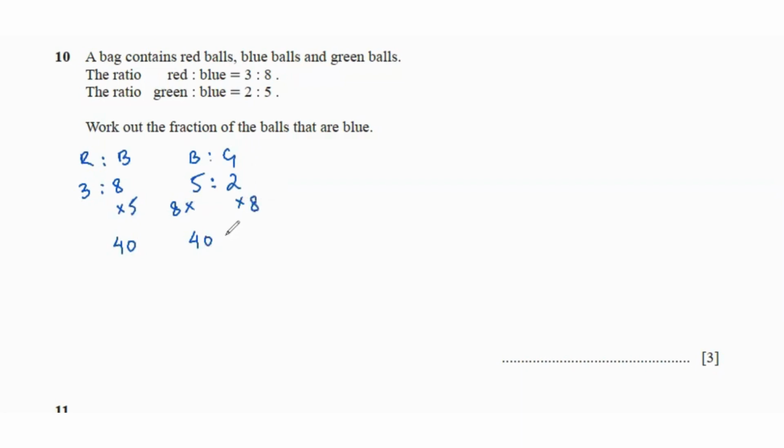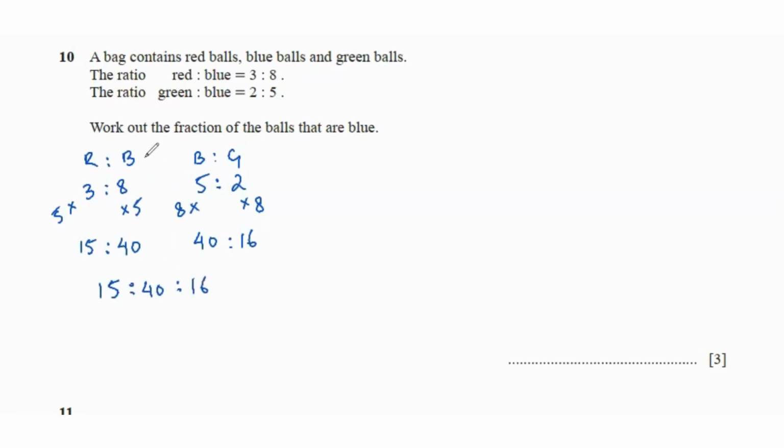So that's going to give us 16 over here. And over here, we have to multiply 3 by 5 because the 8 got multiplied by 5. So that's going to give us 15. So now if we combine this as a single ratio, that's going to be 15 ratio 40 ratio 16. Since the quantity of blue is equal, now we can combine it as a single ratio. So this is red, this is blue, this is green.